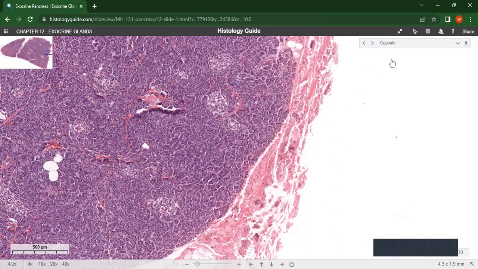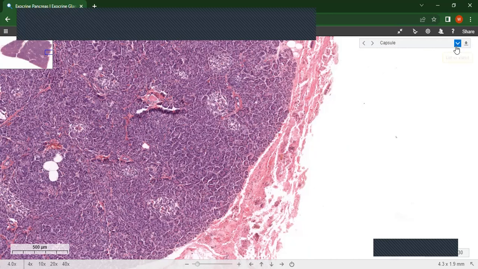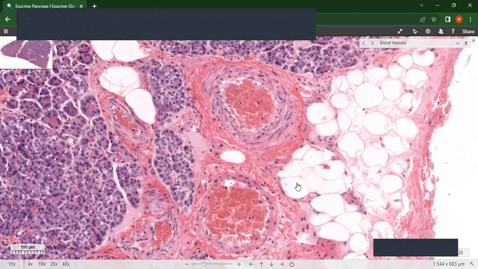So let's see if you can see a blood vessel. Yes, this is a blood vessel. You can note its close relation with the capsule. So the capsule, as it sends in the trabeculae, a blood vessel is there. That is a blood vessel. Also this is a blood vessel.